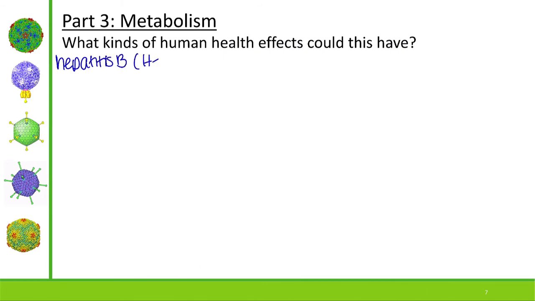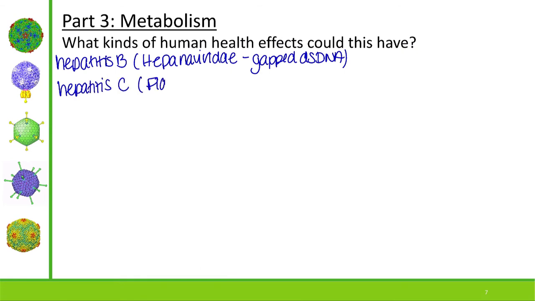So hepatitis B is in the Hepadnaviridae family, which is that wonky, gapped, double-stranded DNA. And we're going to talk about hepatitis C, which is a flavivirus. So it's in the Flaviviridae, and it has positive RNA. Both of these viruses infect liver cells, and they cause inflammation of the liver.